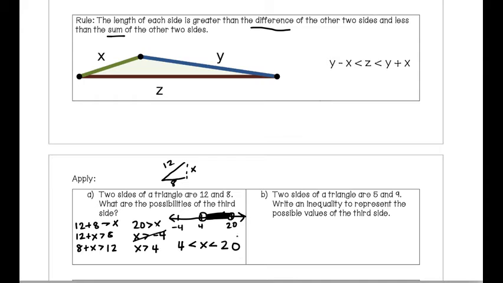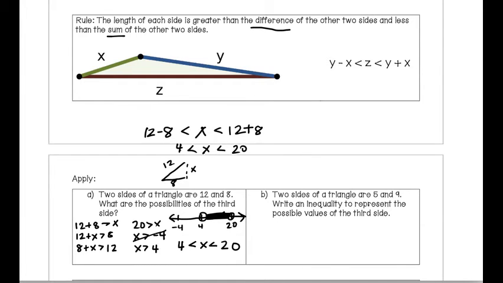We could have also gotten there using the rule. So if x is the side that we're looking for, we're going to put that in the middle, and we're going to say that the difference, so 12 minus 8, needs to be less than x, but the sum needs to be greater than x. So 12 minus 8 is 4, and 12 plus 8 is 20, and either way we end up with this compound inequality that 4 is less than x, which is less than 20. So x must be somewhere in that range for it to make the inequalities true.